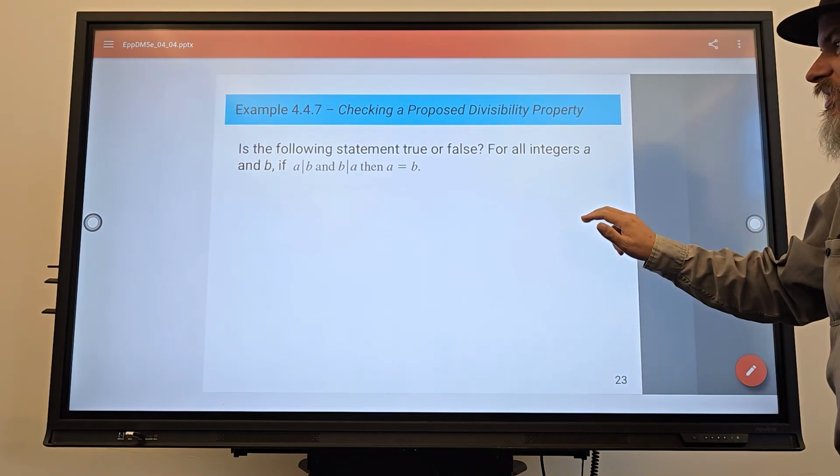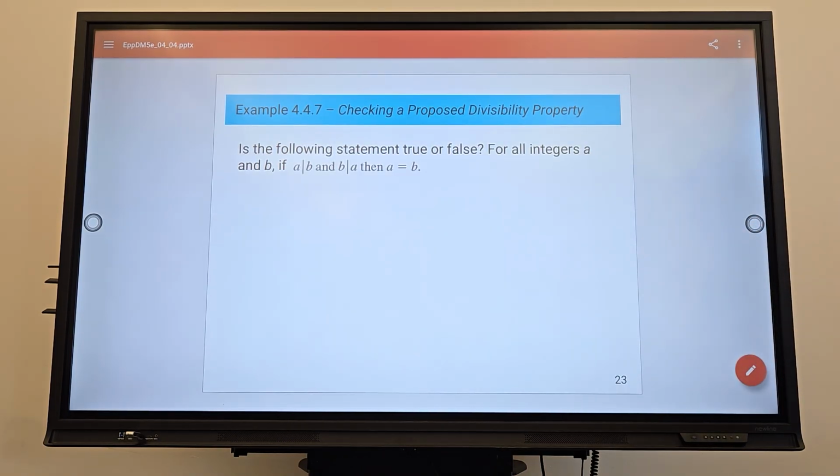Counterexamples and divisibility. Is the following statement true or false? For all integers a and b, if a divides b and b divides a, then a equals b. Is that true or false?